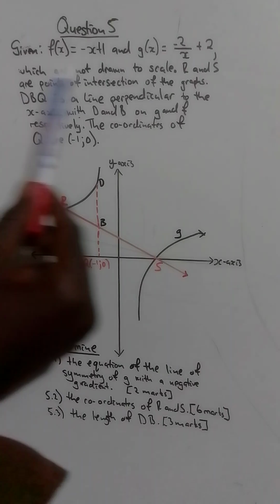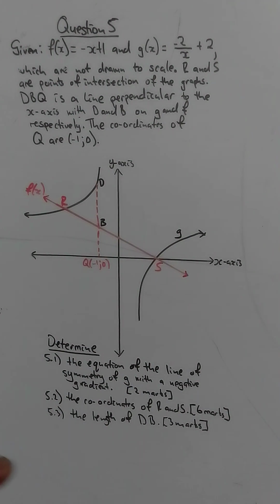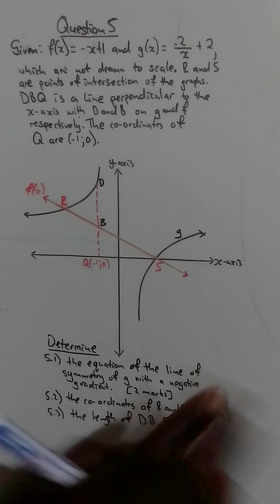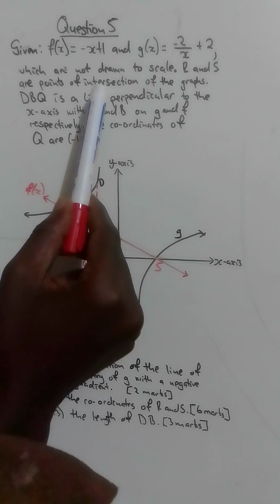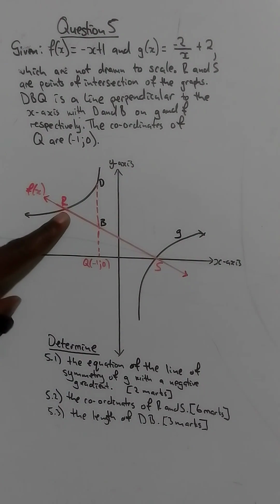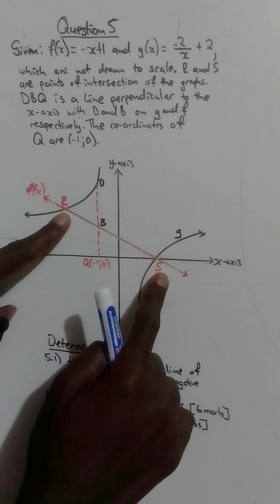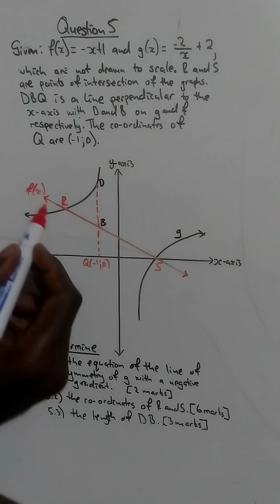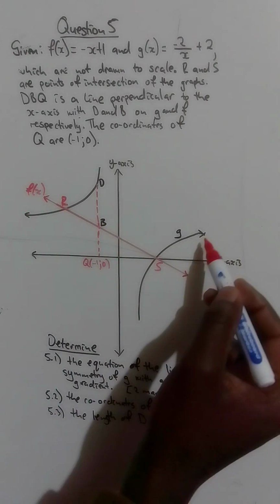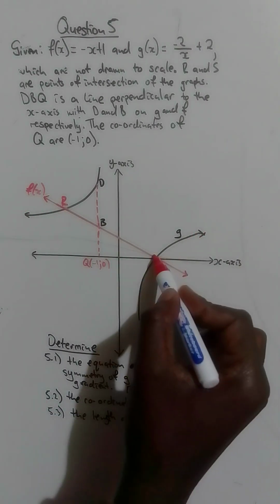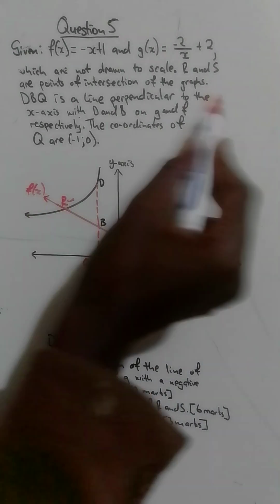What do we know? The graphs are not drawn to scale, meaning that what you see here and what they saw on the paper is not drawn to scale, it's just sketches. R and S are points of intersection. This point R and this point S here, they are points of what? Intersection. Observe, this is f of x, which is negative x plus 1, which is a straight line, and then this is g of x. They are meeting here and there. That's what they mean by point of intersection of the graph.